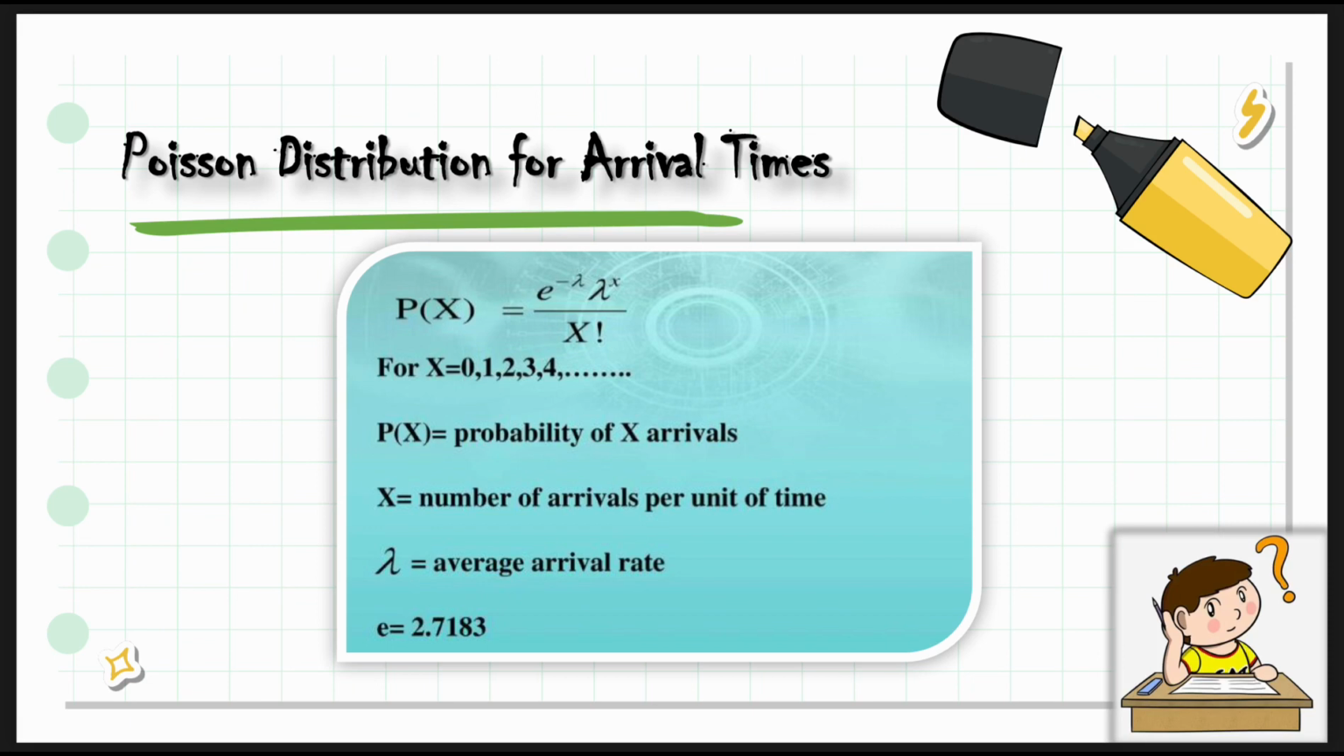Actually, this is discussed by other groups if you listened to the previous reporters. But right now, I'll just present it to you so that you have an idea what it is all about. So this is the formula of the Poisson distribution of arrival. Poisson distribution for arrival time.